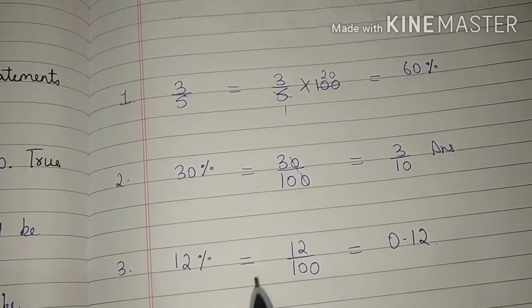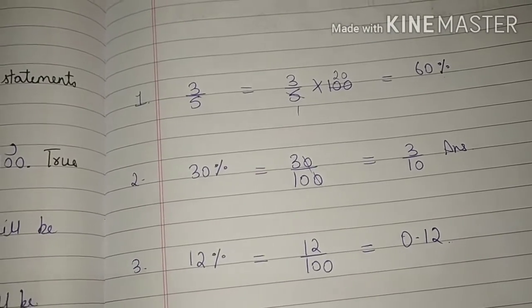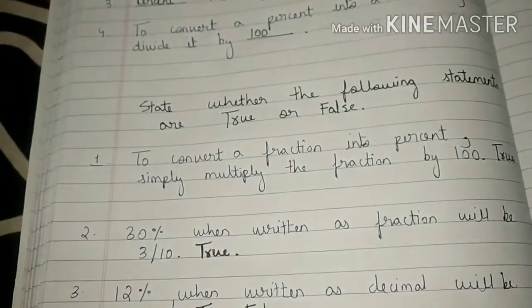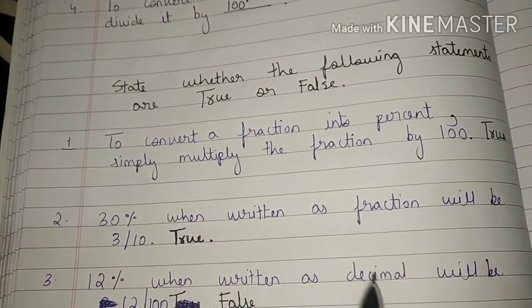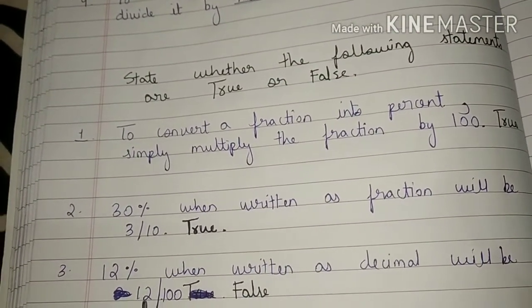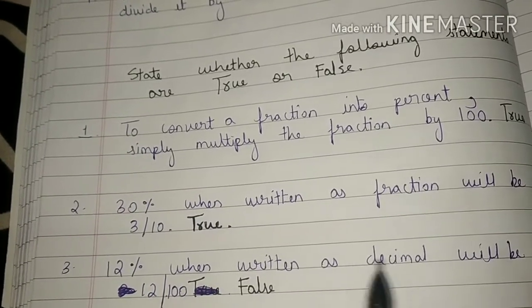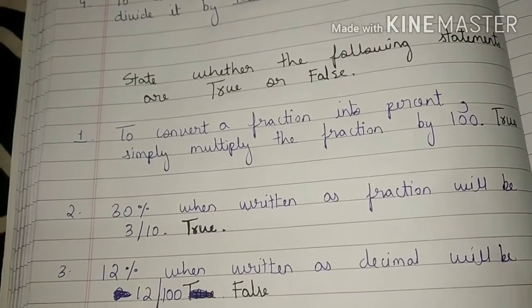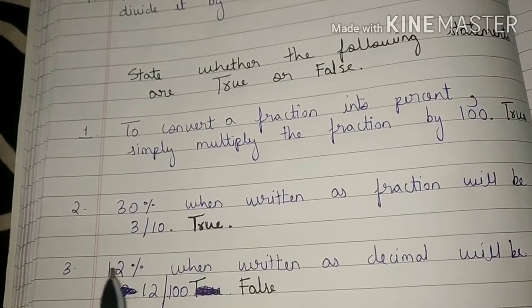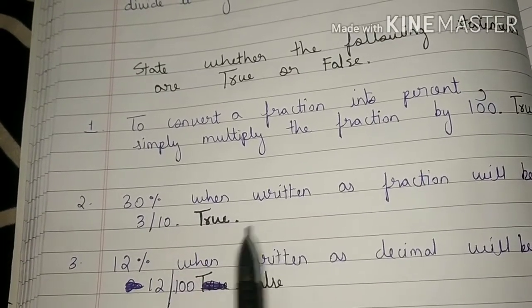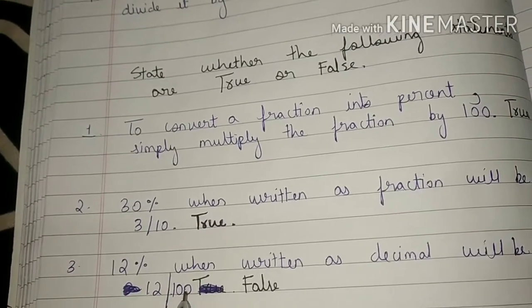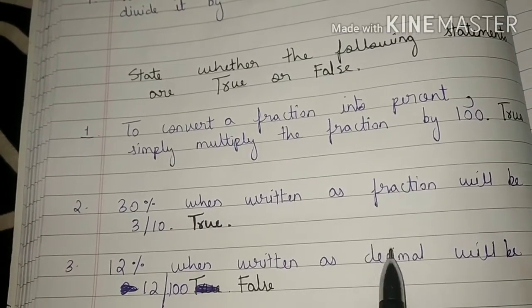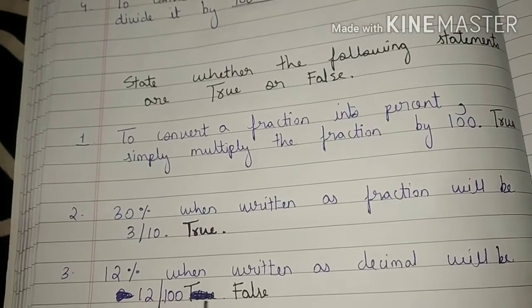According to this, we can say that the statement "12% when written as decimal will be 12 divided by 100" is false because in this question 12% has been converted into fraction form, that is 12 divided by 100, not in decimal form. So this statement is false.